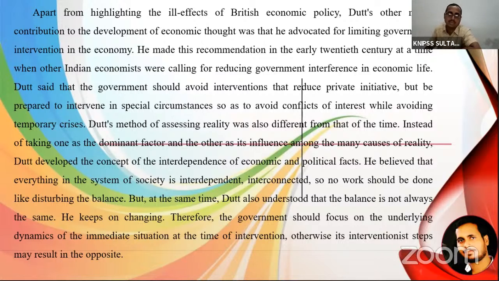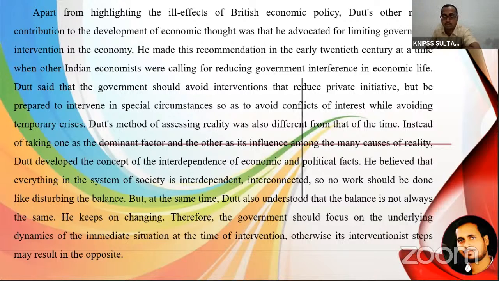He believed that everything in the system of society is interdependent and interconnected, so no work should be done that disturbs the balance. If the interdependent and interconnected things are clear and systematic, then there is no disturbance of the balance in the operation of the economy.